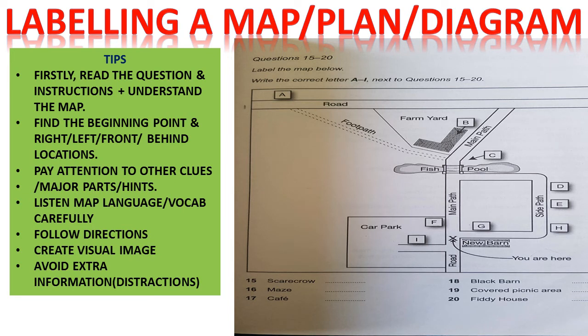Now he talked about the Fiddy House location. He gives a hint of footpath, and also he said left of the farmyard, because you can't say that B is the right location, because B is on the right side of the farmyard. So on the left side there is only one location where the footpath is going, that is A. So A is the right answer for question 20, Fiddy House.